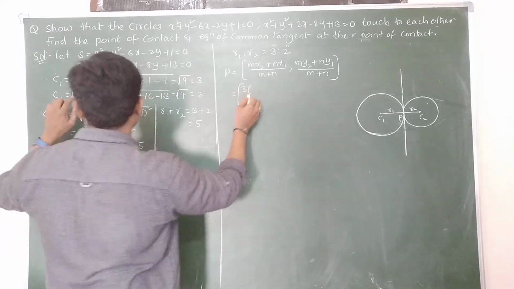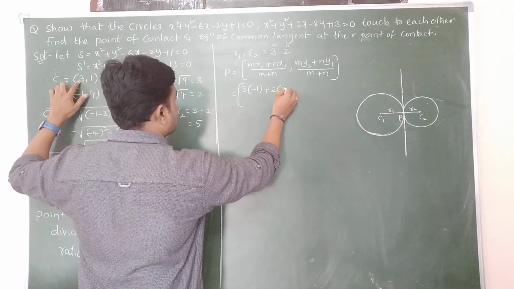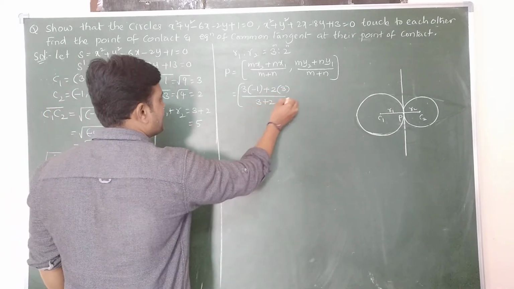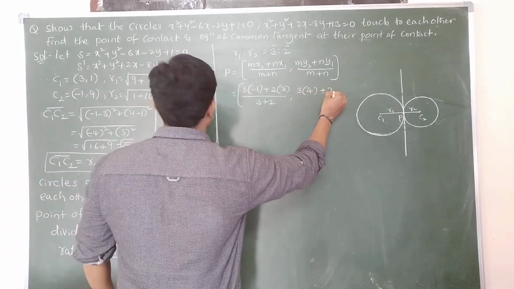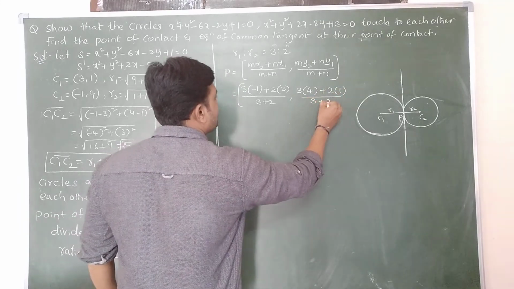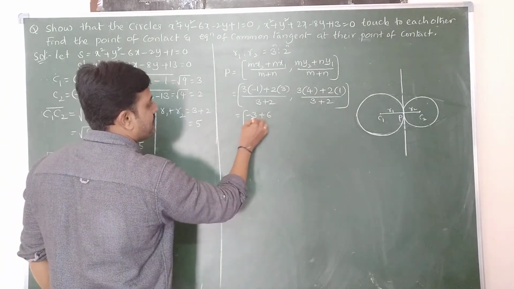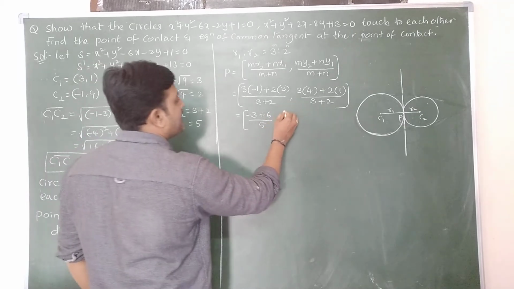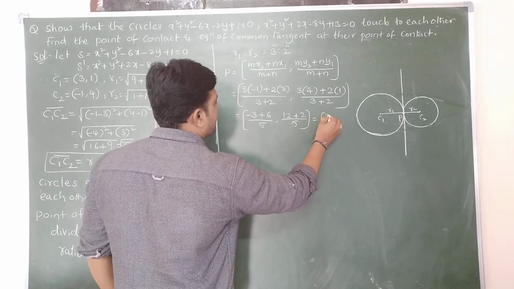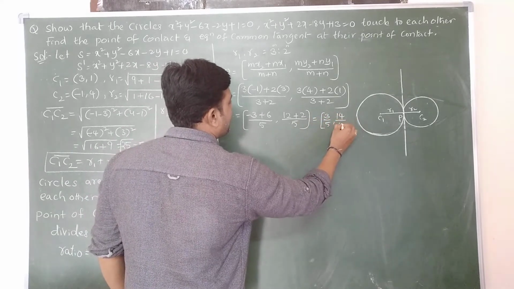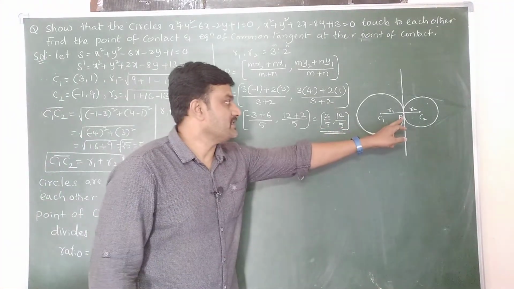3 into minus 1 plus 2 into 3, by 3 plus 2. Similarly for y, 3 into 4 plus 2 into 1, by 3 plus 2. That equals minus 3 plus 6 by 5, and 12 plus 2 by 5, which equals 3 by 5 comma 14 by 5. This is the point of contact.